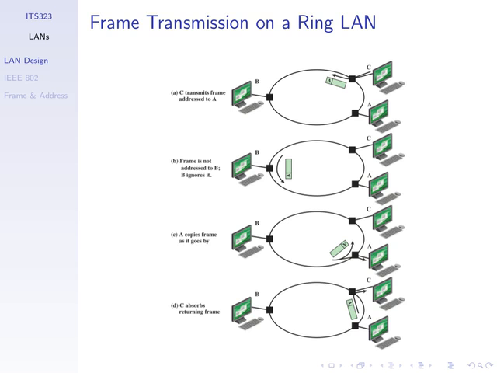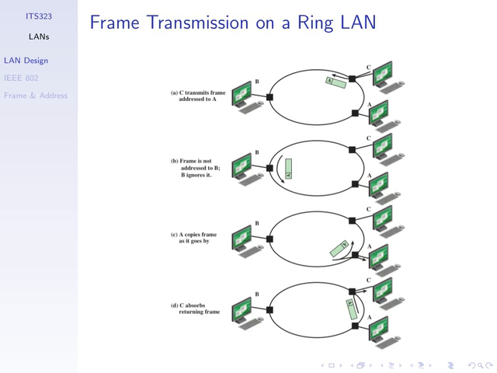In this example, the ring goes in one direction, counterclockwise here. C transmits a frame, destination A. The frame contains the header, including the destination address of station A. It's transmitted across the first point-to-point link, received by B. B is going to transmit it across the second point-to-point link, repeat that signal.